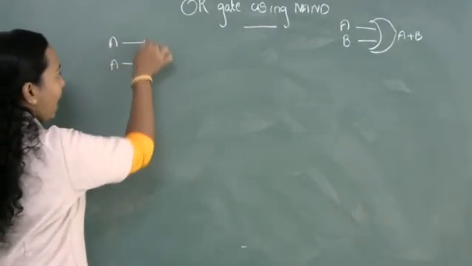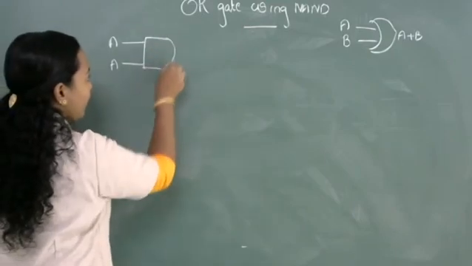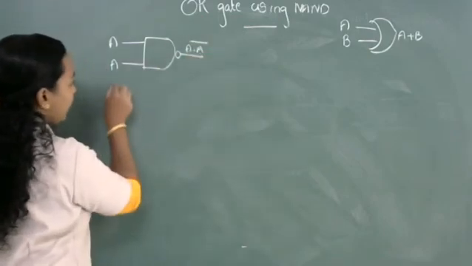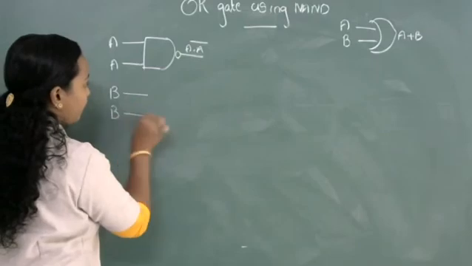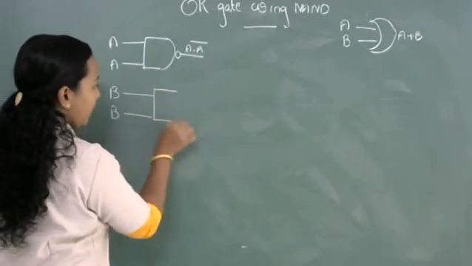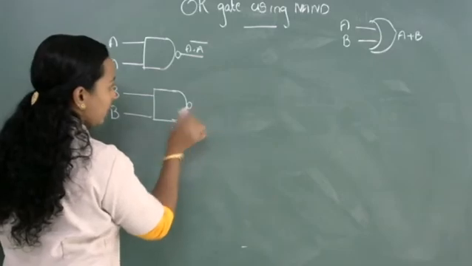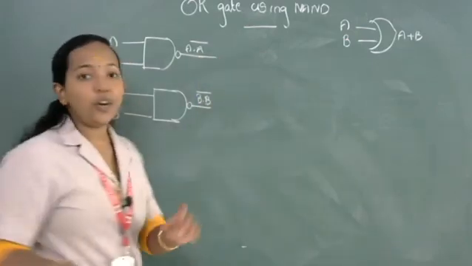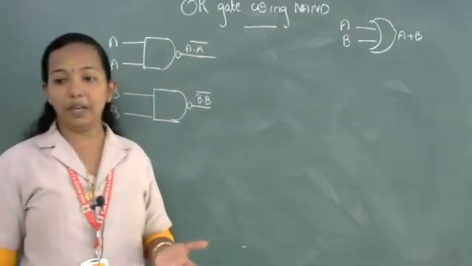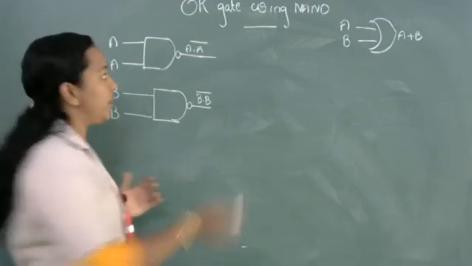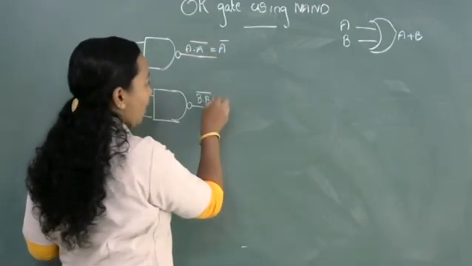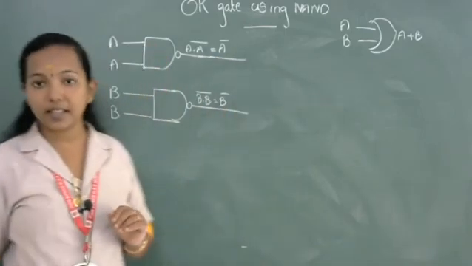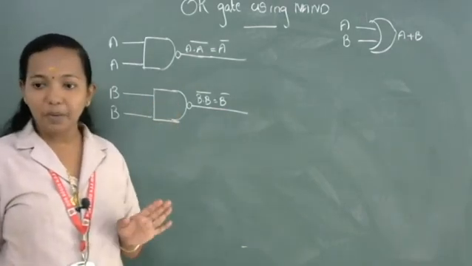A. After the NAND operation, we will get A dot A all complement. Then B. After the NAND gate we will get B dot B all complement. So you know, A dot A all complement is equal to A complement, and B dot B all complement is equal to B complement. So after the first NAND gate, what will be the result? We are getting A complement and B complement.